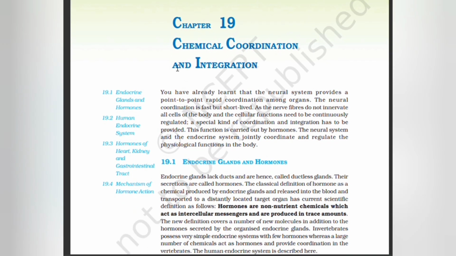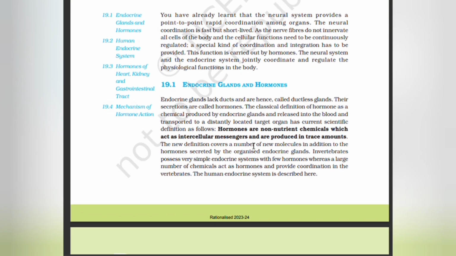Today in class we are going to learn the 19th chapter, Chemical Coordination and Integration. We already learned that the neural system provides a point-to-point rapid coordination among organs. The neural coordination is fast but short-lived, as the nerve fibers do not innervate all cells of the body and the cellular functions need to be continuously regulated. A special kind of coordination and integration has to be provided. This function is carried out by hormones. The neural system and the endocrine system jointly coordinate and regulate the physiological functions in the body.